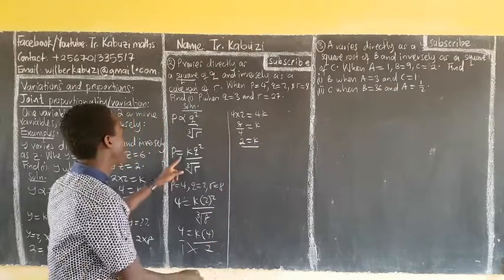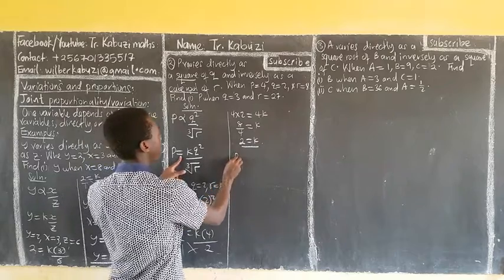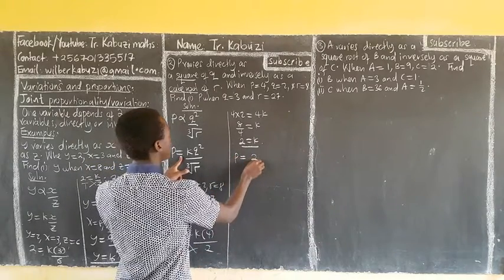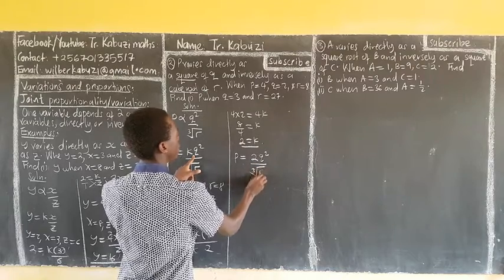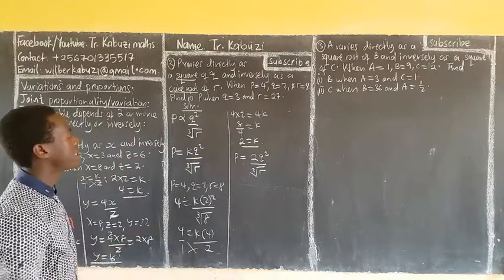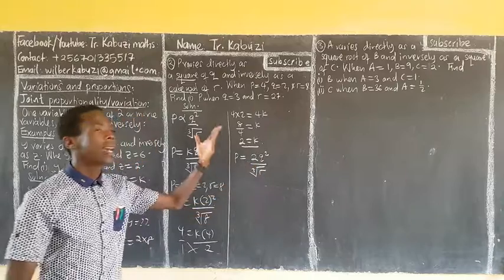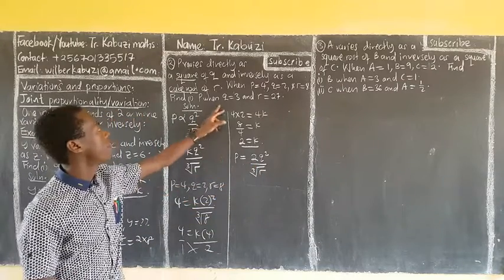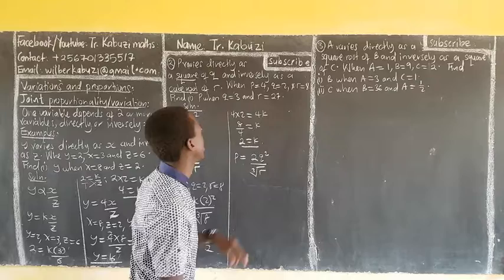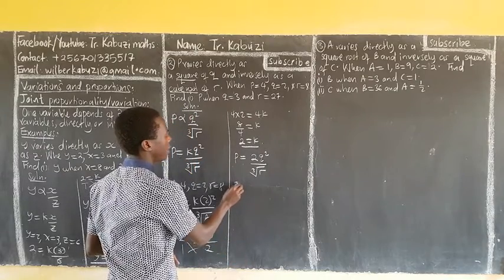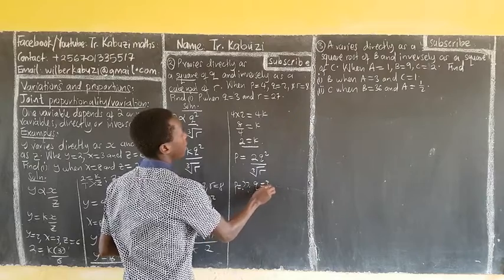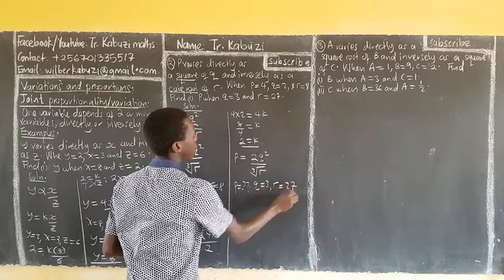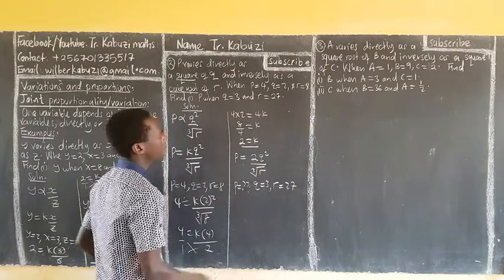So after getting the value of k, I'm going to write this. My p will be now 2q squared over the cube root of r. As simple as that. So now we have only the variables, we don't have any constant. Find p when q is 3, r is 27. They want to get the value of p when q is 3, when r is 27. You just substitute in the formula.